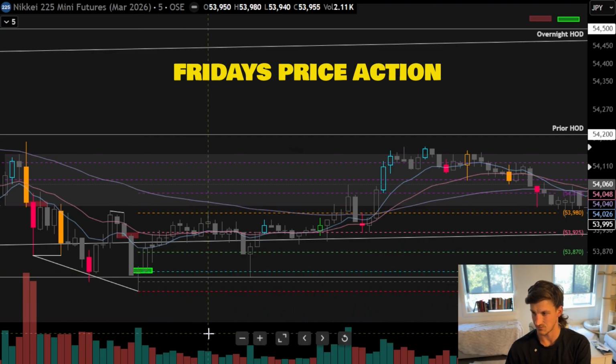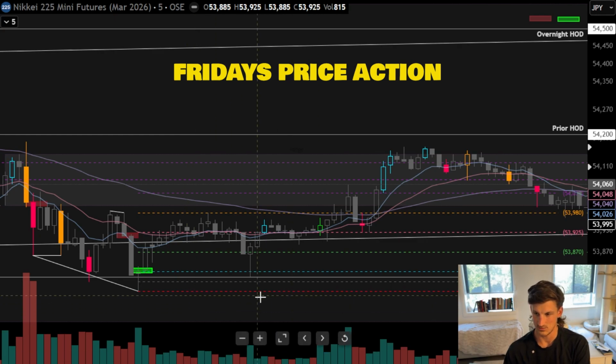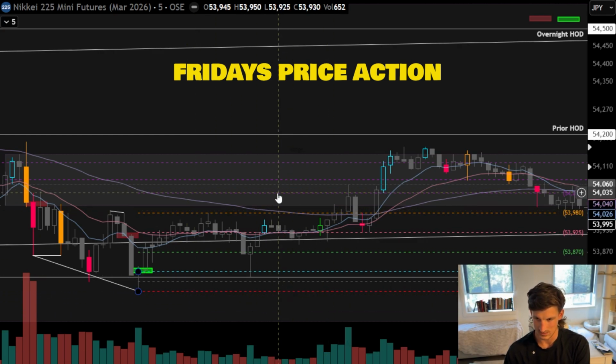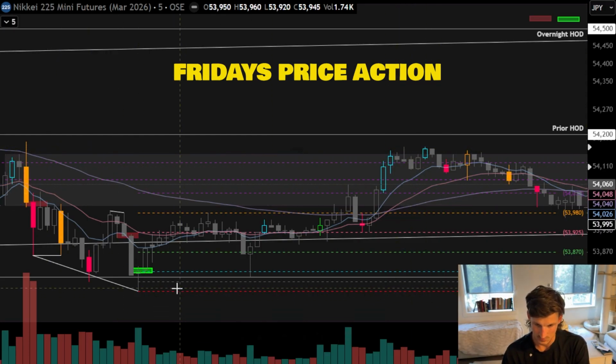You're only risking 55 points. You get a 2R just to here, you get a 3R to the edge of the opening range, and you get 4R, 5, you get like a 7R return to the high of day. So very good entry for the bulls there.